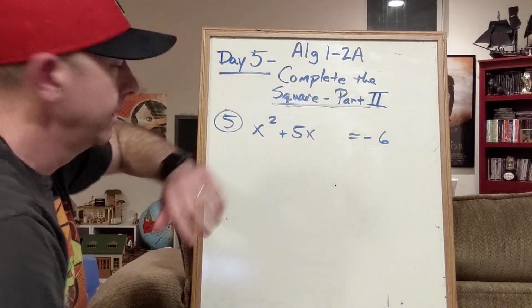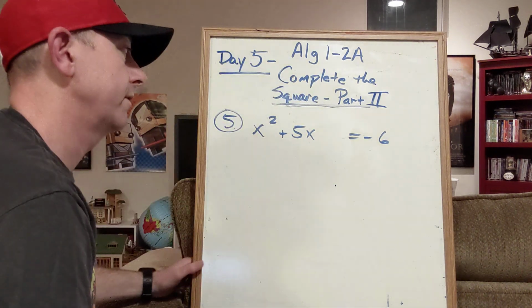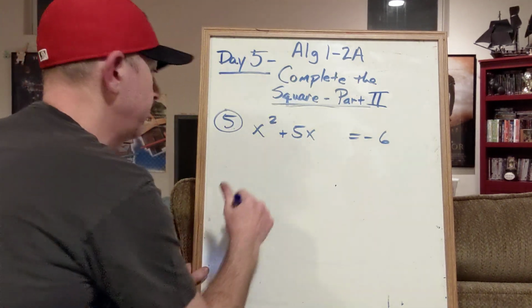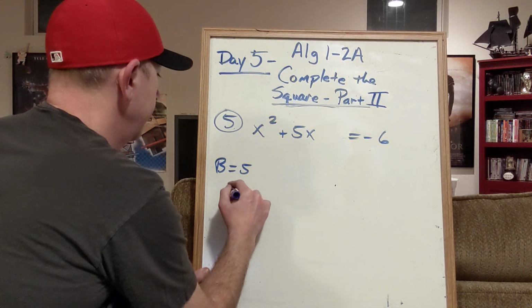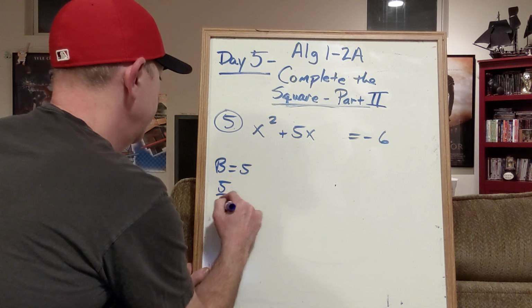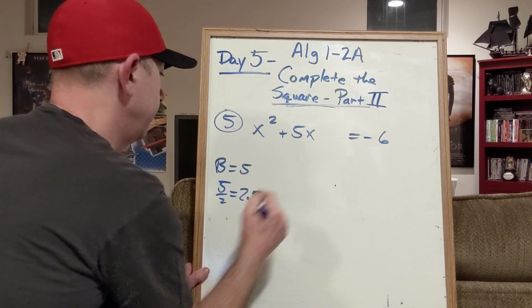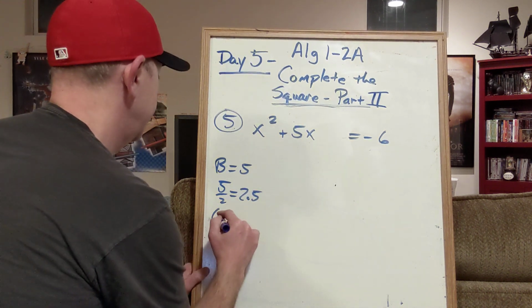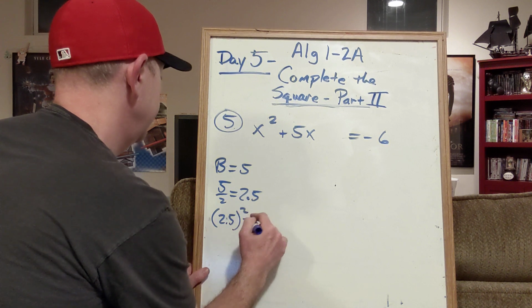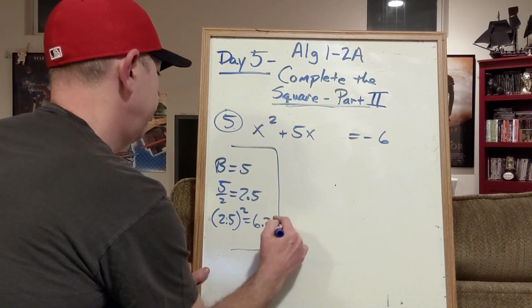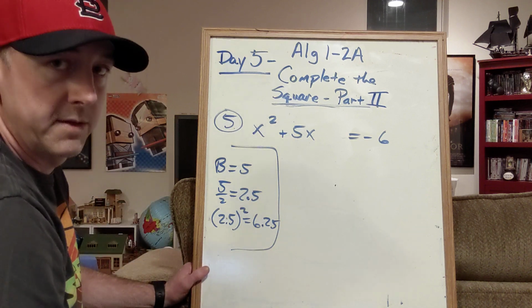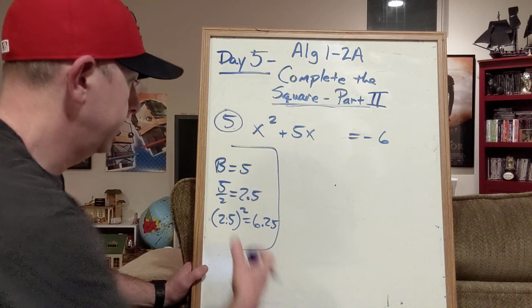However, the route I would go if you're going to do complete the square is just to show you it is possible. b is 5. Half of 5 is 5 over 2, which is equal to 2.5. So then we take 2.5 squared. Use your calculator. You don't have to do this in your head. You get 6.25. All right, so that's that part. Still doable. We just use the calculator.